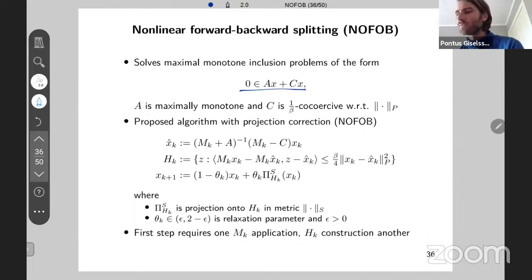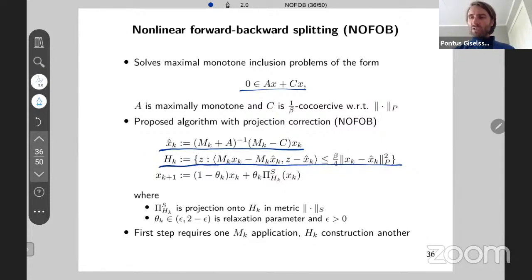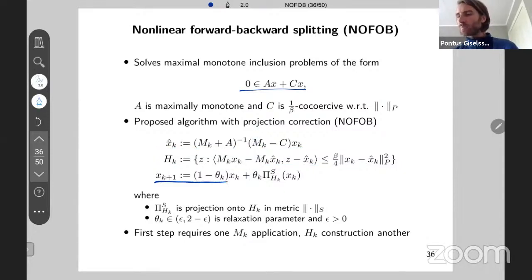So again, we solve problems of this form, and the method is given here. This is the first step that I talked about, the nonlinear forward-backward map. And these two last steps, you can probably recognize this step. This is what we just saw. This is the definition of the half space that contains the solution set but does not contain xk. So this is the second step, and in the third step we project onto that half space. This is the projection, and perform a relaxation.